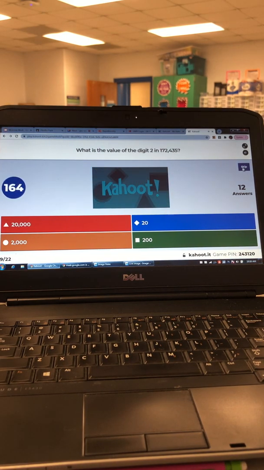What is the value of the digit 2 in 172,435? All you gotta do is look at what place it's at in the place value chart. Look at what place it's at. If it's in the blank place, then the value is blank thousand or blank hundred. You can do it, Jordan, I got you.